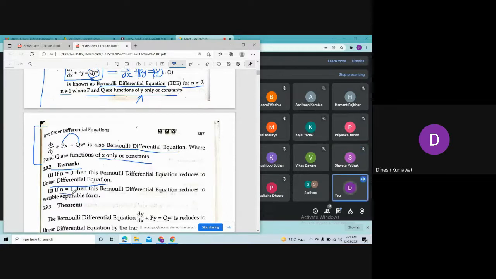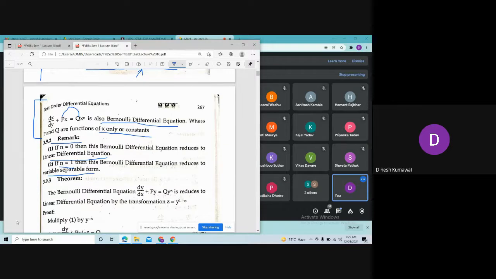So if n is equals to 1, then this Bernoulli's differential equation reduces to variable separable form. And we know how to solve such kinds of variable separable forms. Okay, so here is a theorem. The Bernoulli's differential equation dy by dx plus py is equals to q into y to the power n reduces to linear differential equation by this transformation.